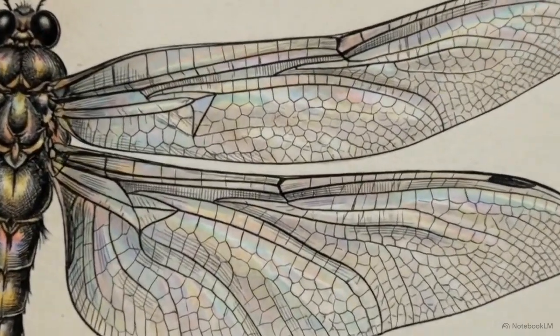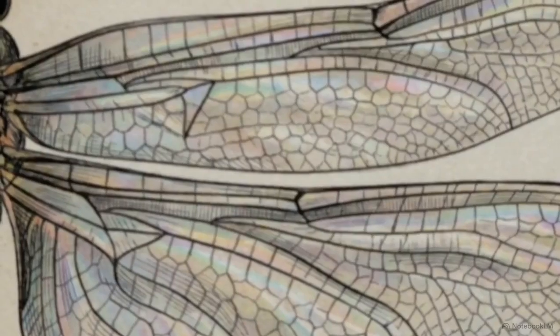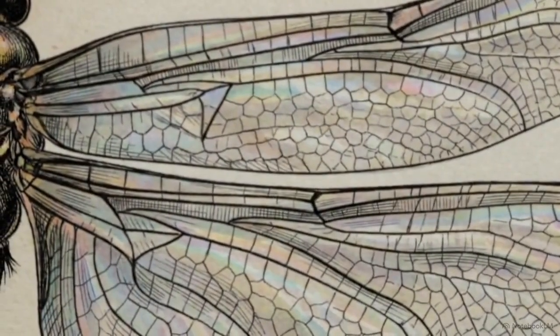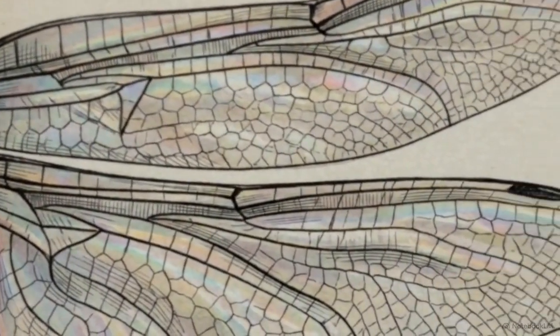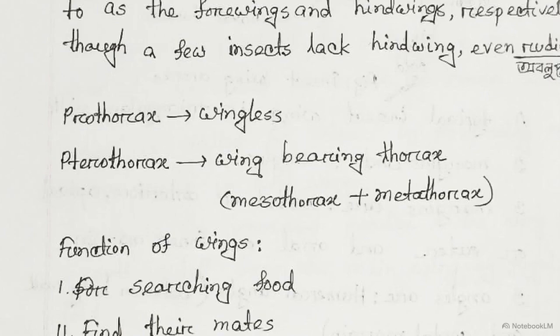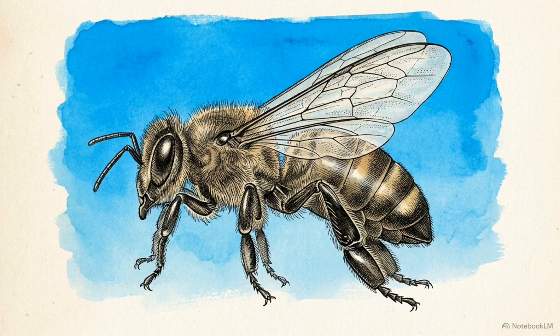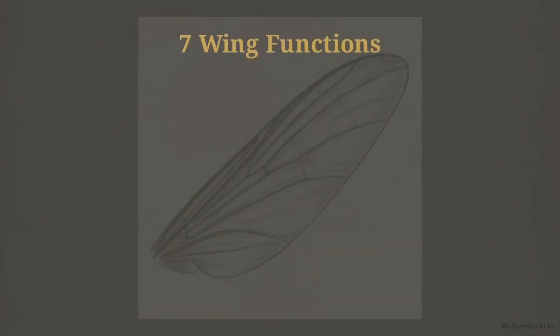Insect wings are adult outgrowths of the exoskeleton, utilizing thin membranes supported by a network of rigid veins. According to this section of the notes, wings are never located on the first thoracic segment. They are found strictly on the second and third segments, which together form the wing-bearing region known as the pterothorax. While flight is the primary purpose, these structures serve 7 distinct functions.